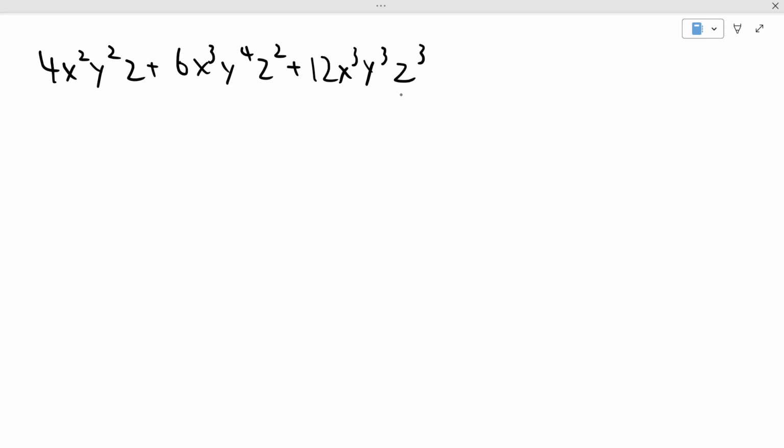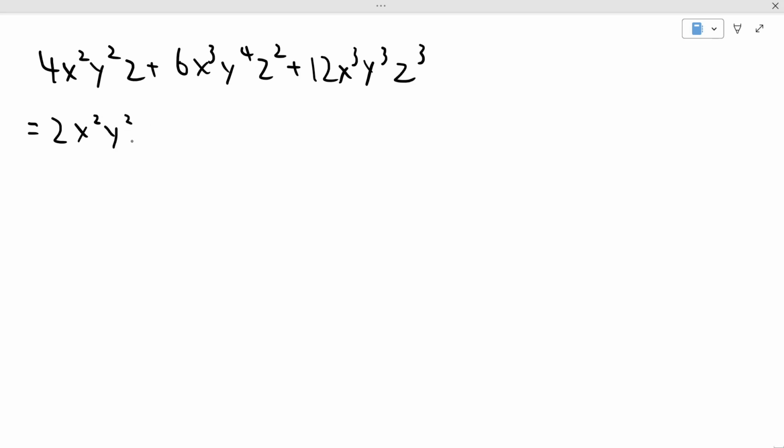If we look at the coefficients first, the greatest common factor between 4, 6, and 12 is 2, so we can factor out a 2 from all three terms. If we look at the x variable, we have an x squared in the first term, an x cubed in the second term, and an x cubed in the third term, so that means we can only take out an x squared from all three terms. If we look at the y variable, we have a y squared in the first term, a y to the fourth in the second term, and a y cubed in the third term, so we can take out a y squared from all three terms.